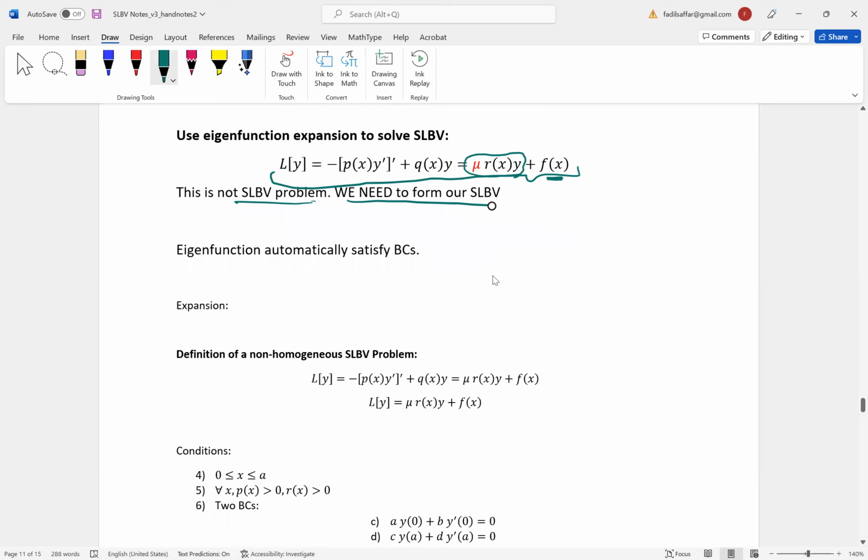So what do we need to do to form our SLBV problem? It's very similar to solving the homogeneous term first and then moving to the non-homogeneous part. To do that, we say that our Lagrange identity, or the linear operator Ly, by definition is basically equal to the negative, for example, if r of x equals 1, equal to this, and that one equal to lambda y.